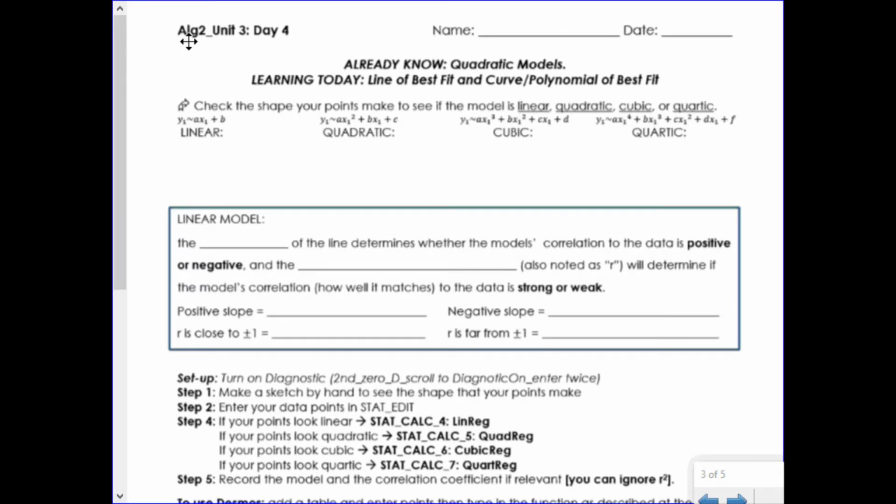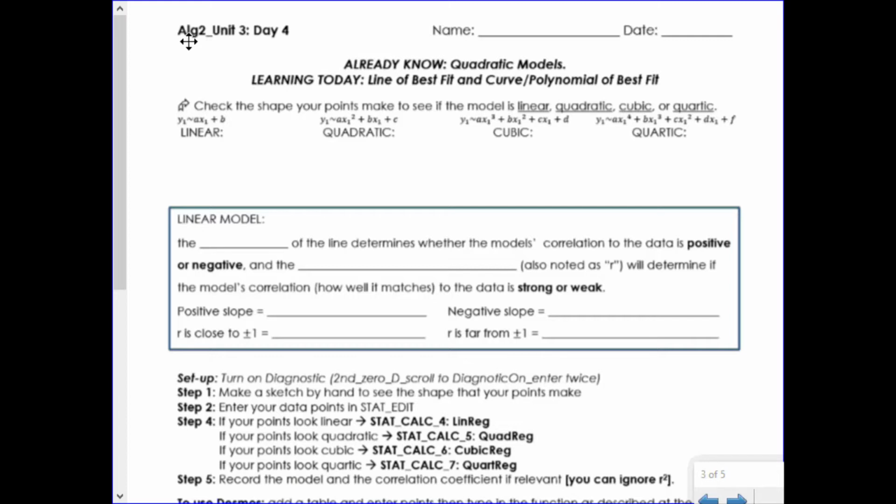We're going to learn the line of best fit, and then the curve of best fit, and the cubic and quartic. So there are 2 different tools you guys can use. You can either use Desmos or the handheld calculator. There are pros and cons to either of them.